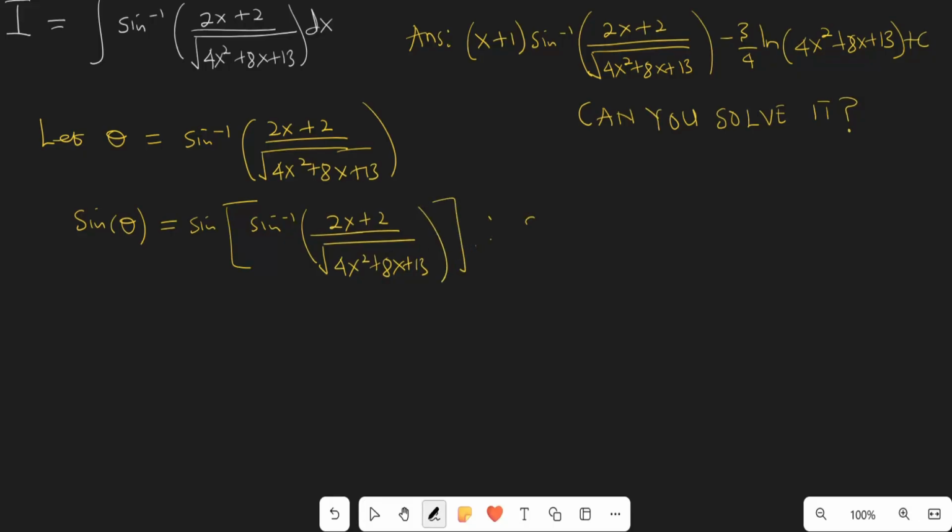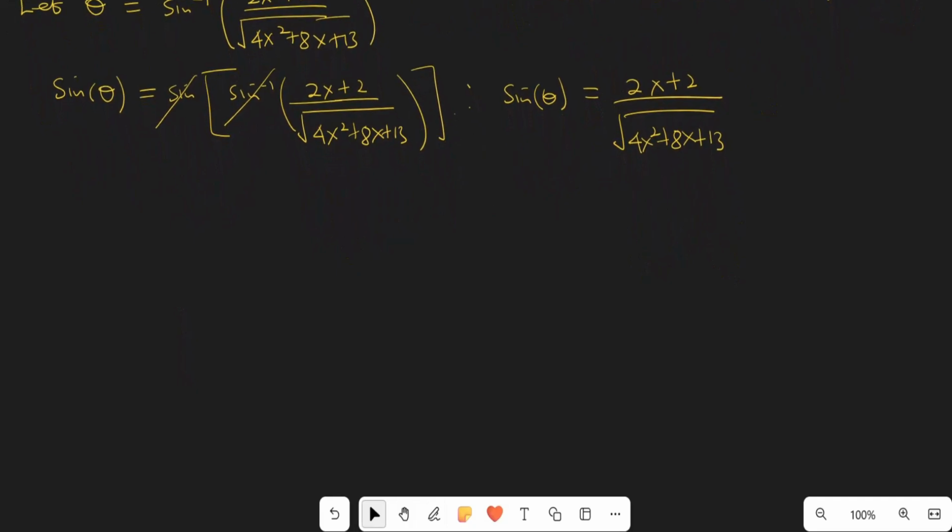So when we do that, what do we have? We have sine of theta on the left hand side equal to, the sine and sine inverse cancel, and we are left with (2x + 2) all over the square root of 4x² + 8x + 13. So sine of theta is equal to (2x + 2) divided by that. And from geometry, let's draw a right triangle with a right angle here, and our angle theta here.